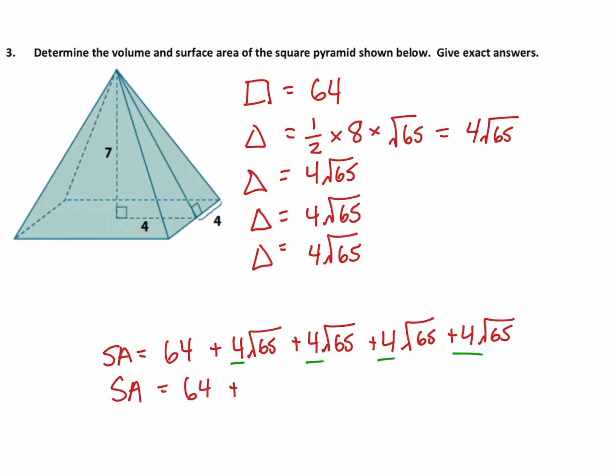So we have 64 plus 16 square root 65. And we can't simplify it anymore because this term does not have a square root 65 in it. And if we try and change that, it's going to turn into a decimal approximation. So that is our final answer, but we do want units squared because it is a surface area.